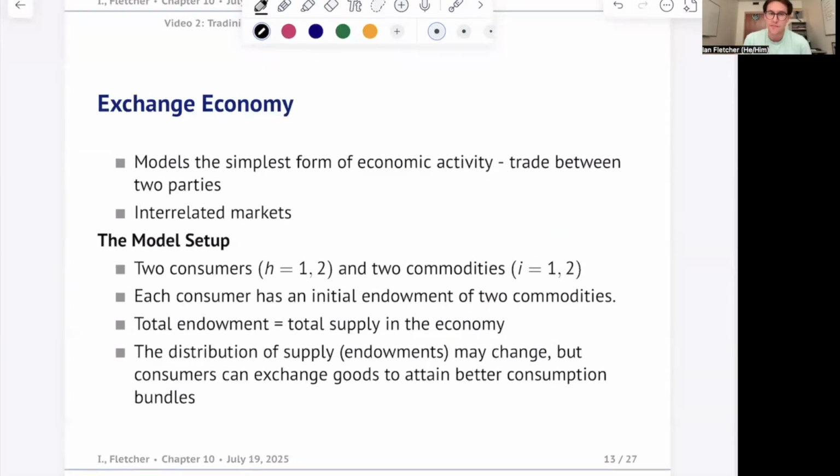What this means is that there are going to be two consumers and two commodities. Each consumer is going to have some initial endowment of those two commodities. It could be zero, but they're going to have some initial endowment of those two. The total endowment between the two individuals is the total supply in the economy, so they can't go and find it elsewhere. They have to just do it between the two. The distribution of supply endowments may change, but consumers can exchange goods to attain better consumption bundles.